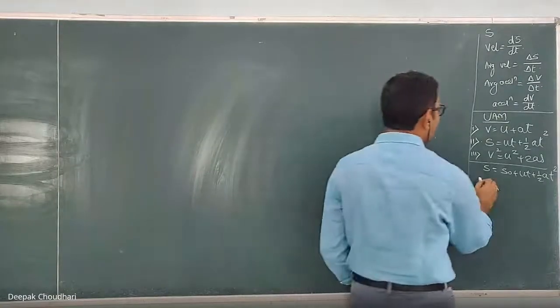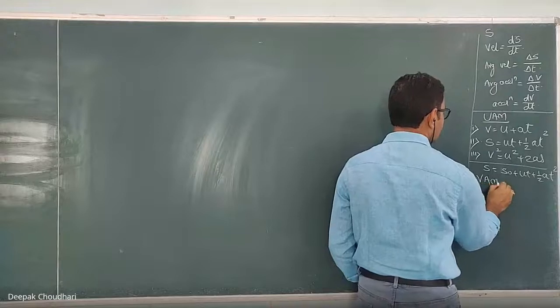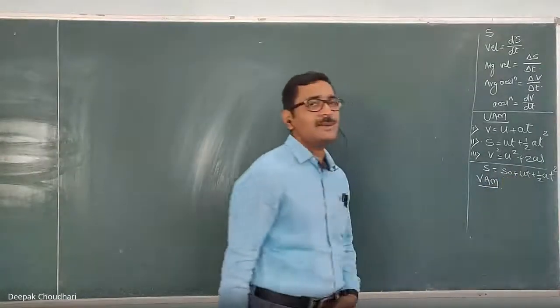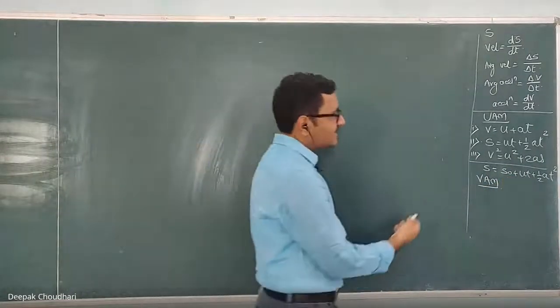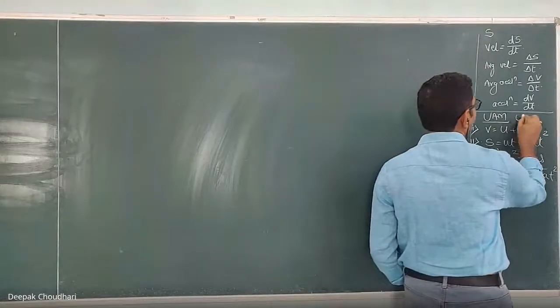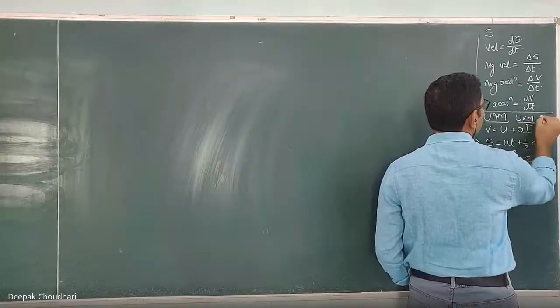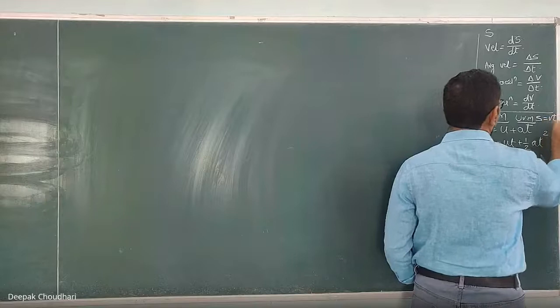Then I told you about variable acceleration motion. The second type of motion is variable acceleration motion. In between that, there is also uniform velocity motion. In uniform velocity motion, there is only one equation, s equal to vt.